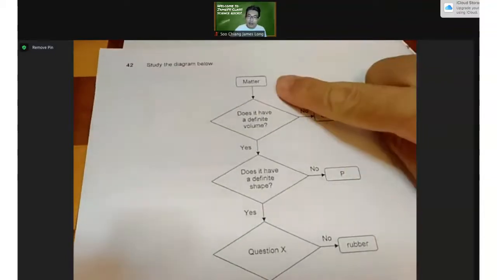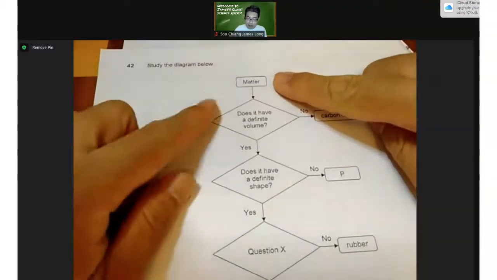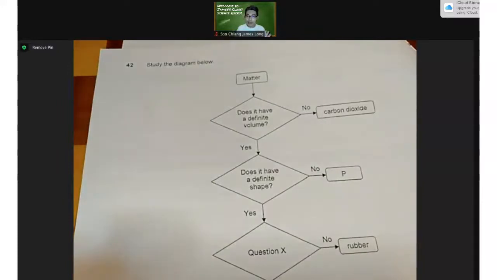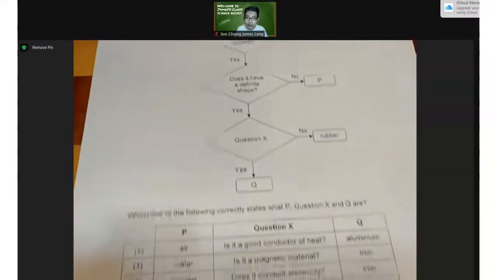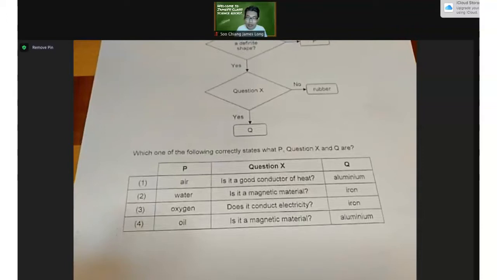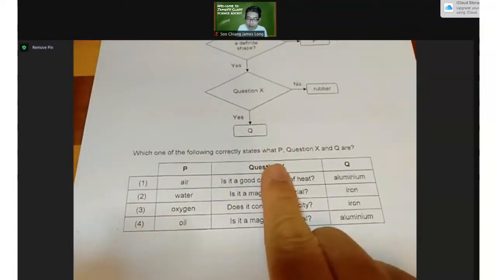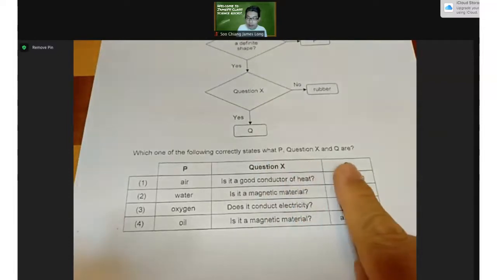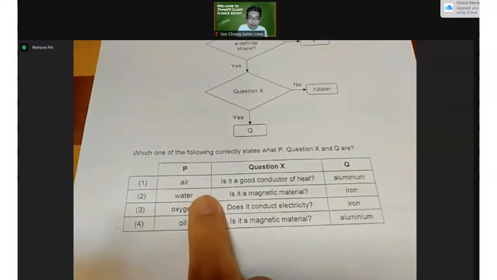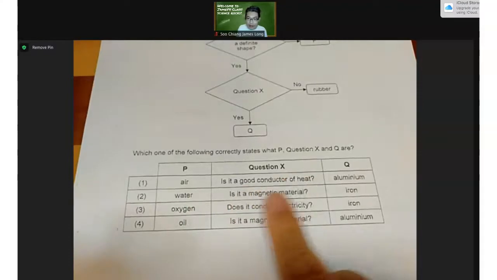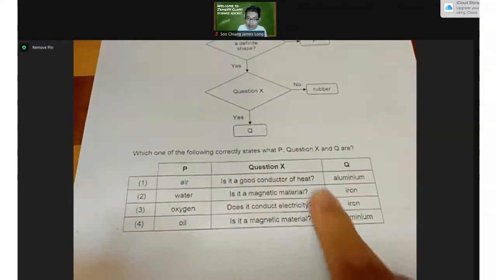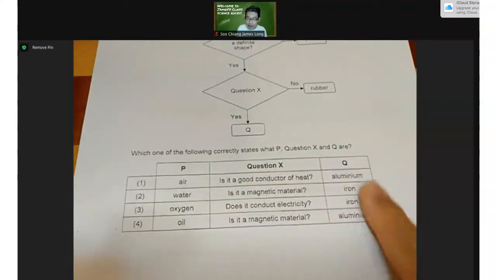Okay, let's start from the top. Matter. Sometimes we just don't read like this. Look at the whole question first so we can look at it more intelligently. We are asked to find out the states of the different things like P, what is X and what is Q, with things like air, water, oxygen, oil, conductive property of materials, and different materials themselves.